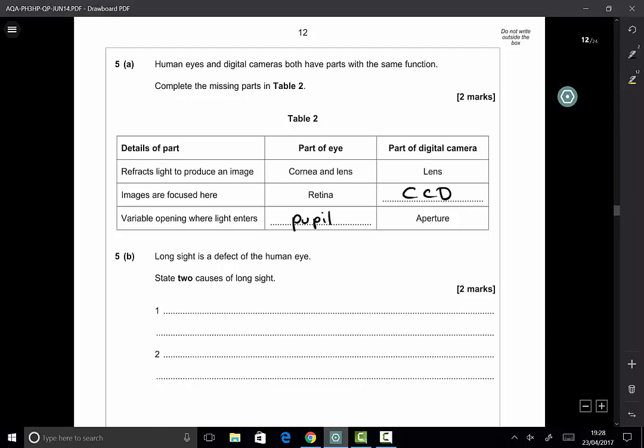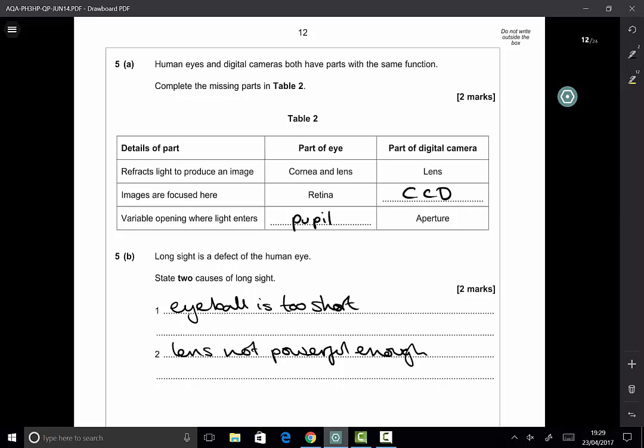Long sight is a defect of the human eye, so give two causes of long sight. So the first one is that the eyeball is too short. Or the other one is that the lens isn't powerful enough. Because what's happening in long sight is the image is focused behind the back of the retina, because the lens hasn't bent it enough for the rays to focus on the retina.